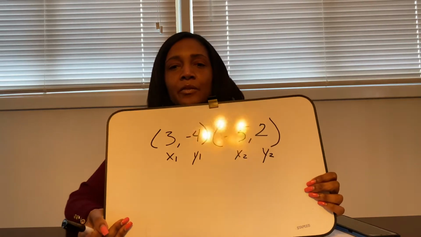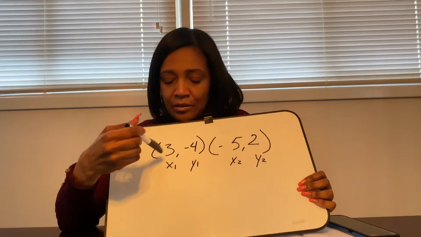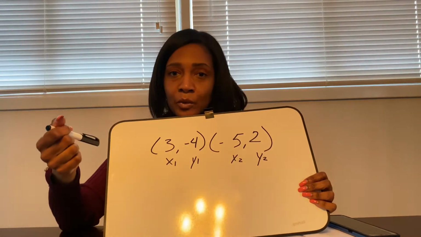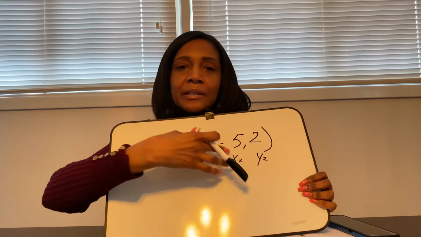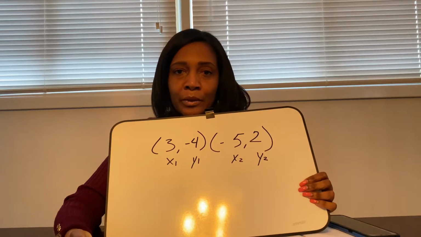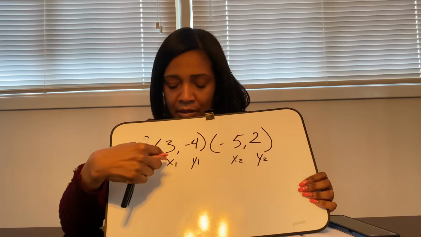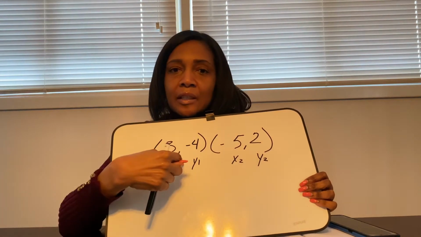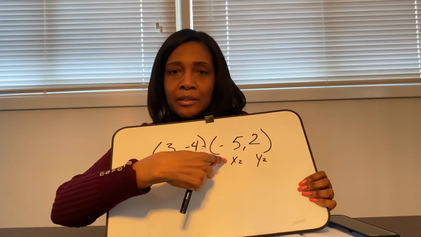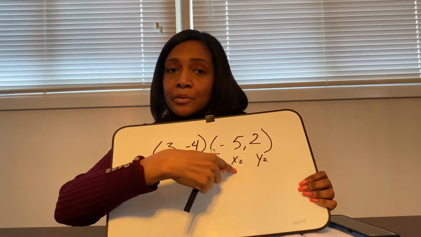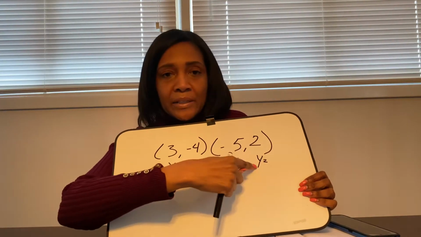Okay, so the first thing that you're going to do is you have to plot your points, your x, y. Every time you have two sets of points, you have to identify what is x1 and what is y1. The first number is always going to be x1, and your second number is going to be y1. This is going to be x2. Your second number over here is x2, and your last number is y2.